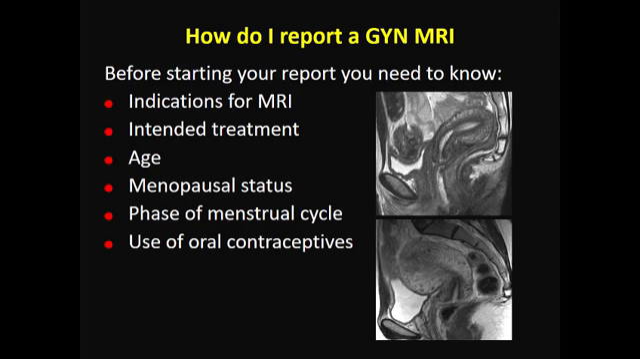You have to ask about the use of hormone replacement therapy, because you have different thresholds for endometrial thickness, and then, of course, the risk of polyps and endometrial cancer. And, of course, any pertinent OB/GYN history.